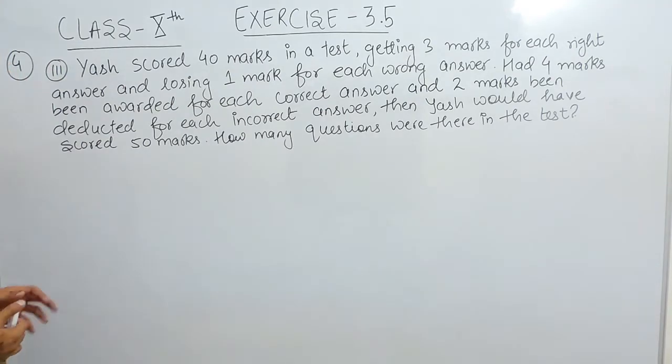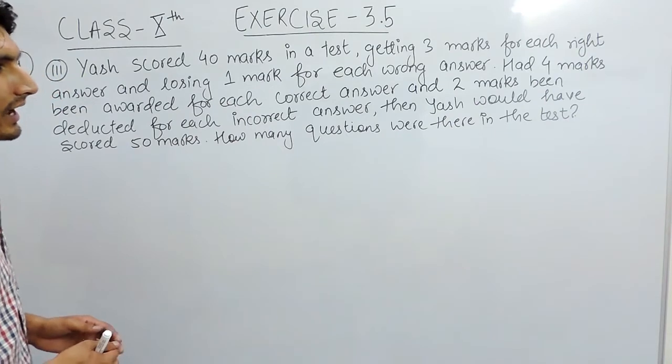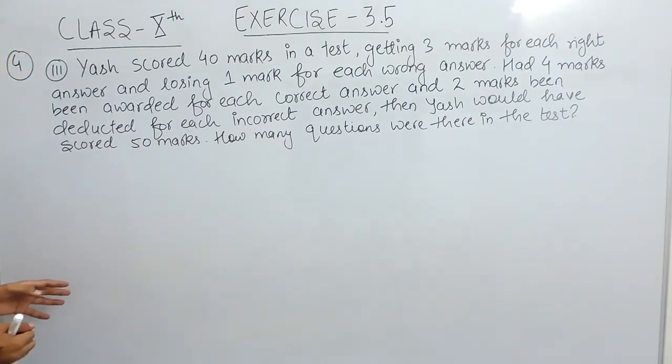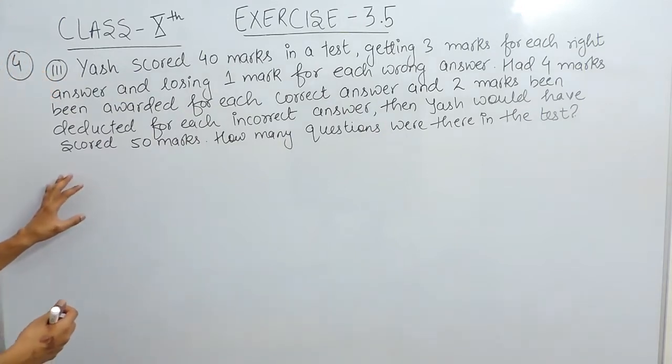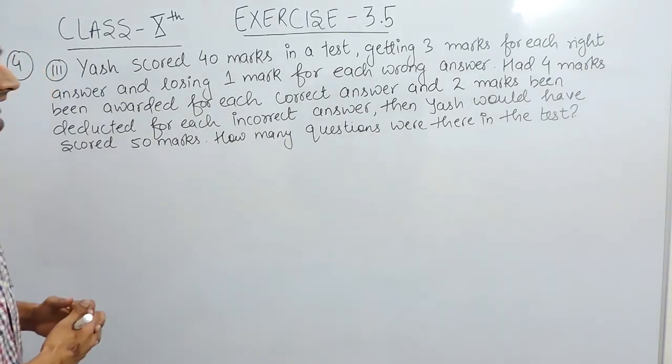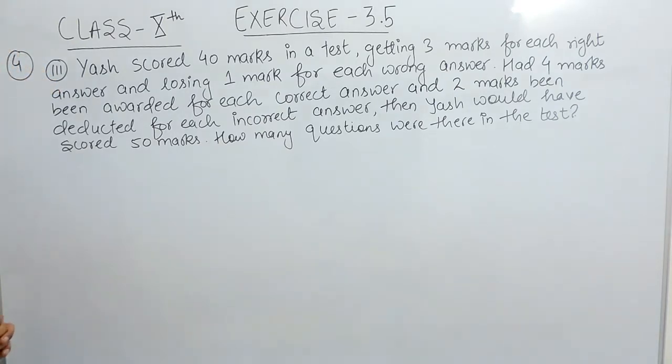right answer and losing 1 mark for each wrong answer. Had 4 marks been awarded for each correct answer and 2 marks being deducted from each incorrect answer, then Yash would have scored 50 marks. How many questions were there in the test? You have to find how many questions were there in the test.